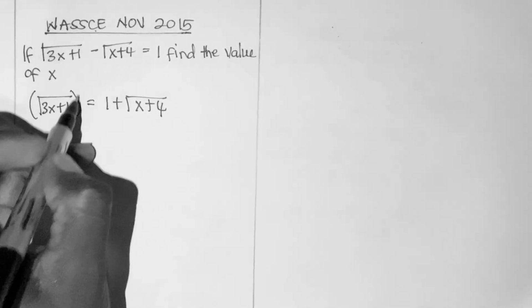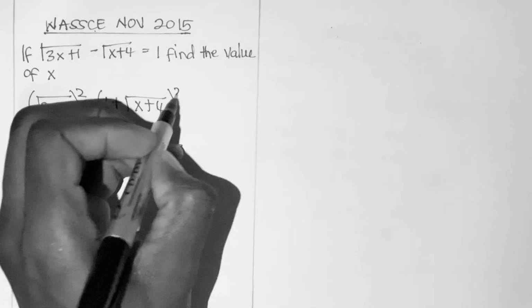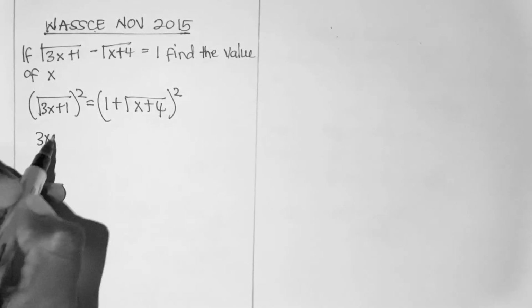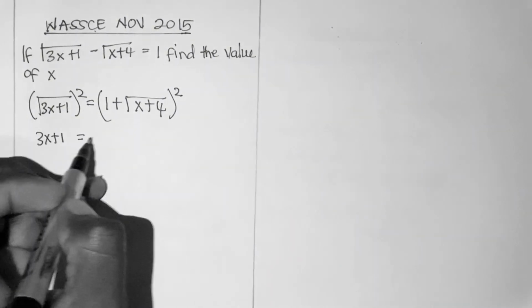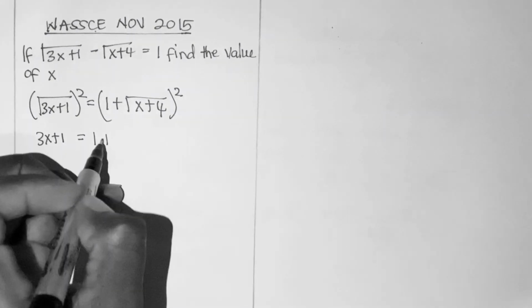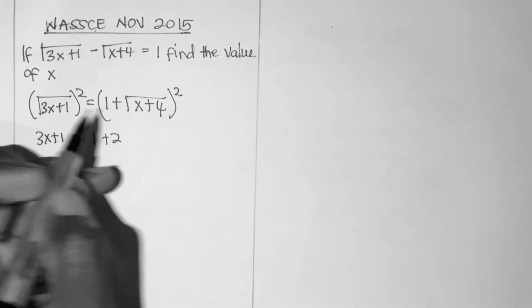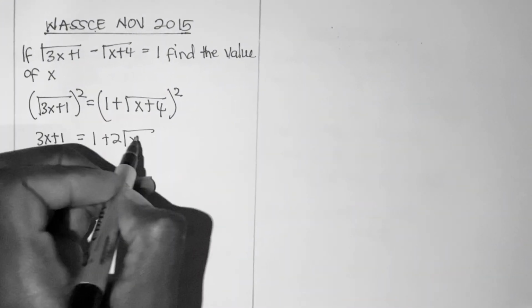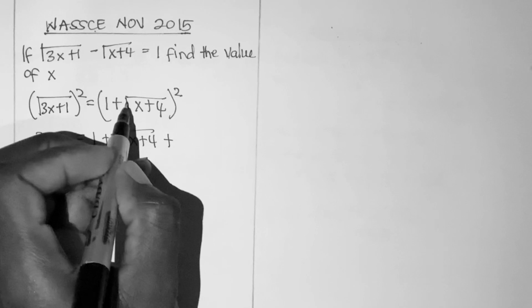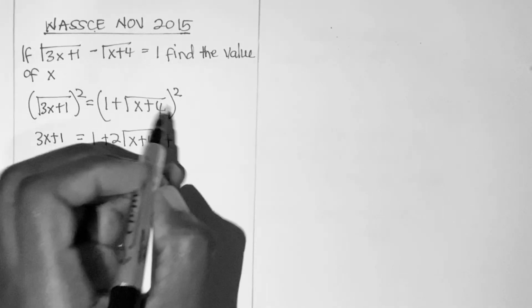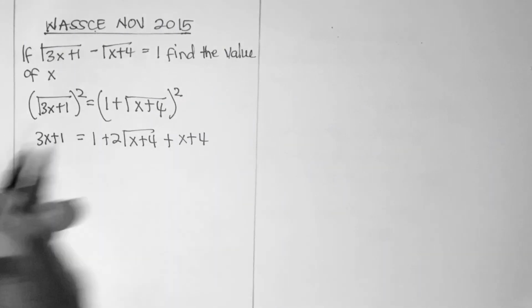So if we square this side and then we square this side, we find out that 3x plus 1 is equal to 1 squared, which is 1, plus 2 times 1 times square root of x plus 4, then plus root x plus 4 squared, which is x plus 4.